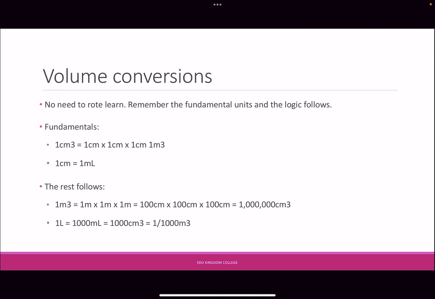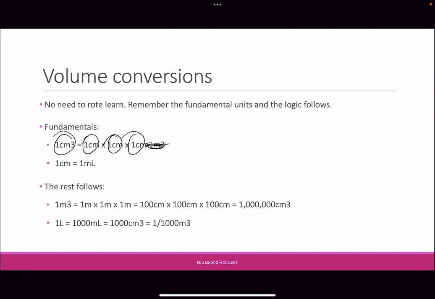So volume conversions, the main thing is that you just need to remember the fundamentals, and then after that it's a piece of cake. You don't need to be memorizing every single conversion. The fundamentals is that 1 centimeter cubed is just 1 centimeter times 1 centimeter times 1 centimeter. Later we'll see how that applies.